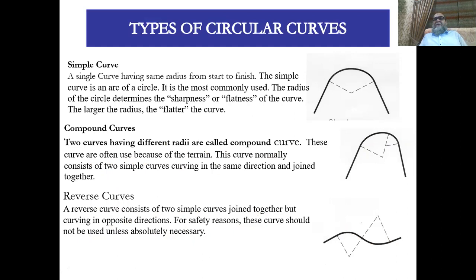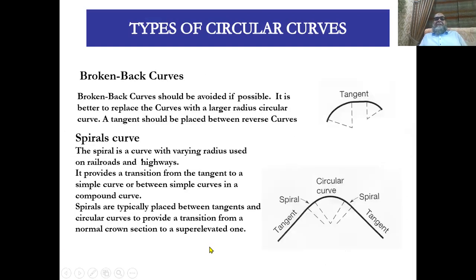For safety reasons, these curves should not be used unless absolutely necessary, but this is only a guideline. In terrain like mountainous terrain, these curves cannot be avoided practically. Then there is a broken back curve. This is a type of curve we usually don't provide. Instead, we provide a spiral curve. Broken back curves should be avoided if possible. It is better to replace them with a larger radius circular curve.